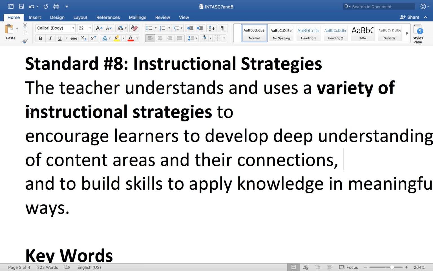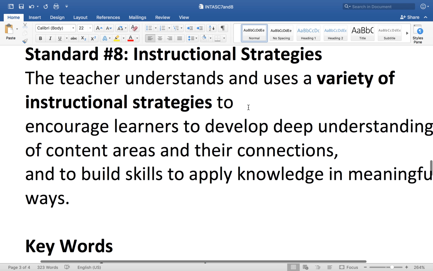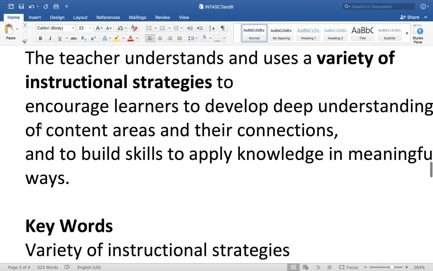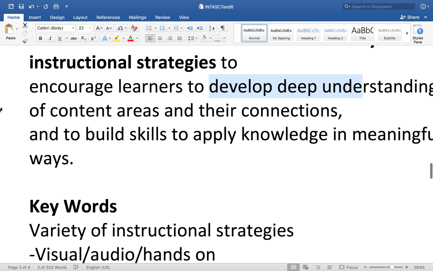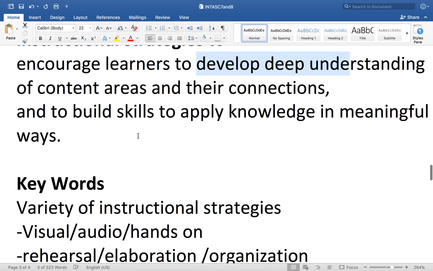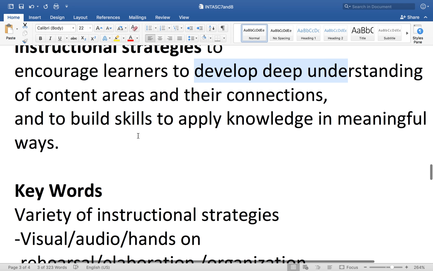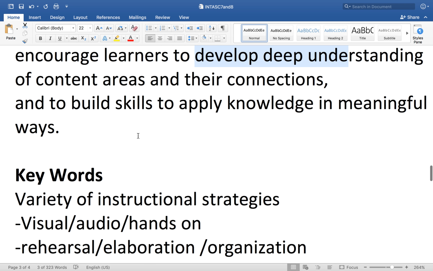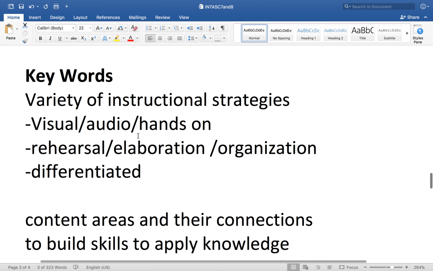So, our main topic is that the teacher understands and uses a variety of instructional strategies. That's definitely our main idea, and we'll get into the key terms in a second. We have our main supporting idea, which has to do with students developing a deep understanding of content areas and making connections. And then lastly, the idea of building skills to apply knowledge in meaningful ways. So what we can do is look at these keywords here.